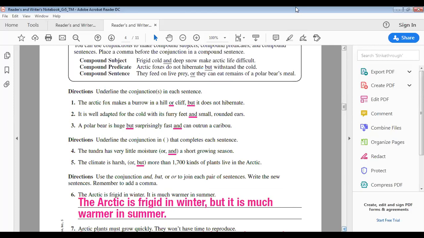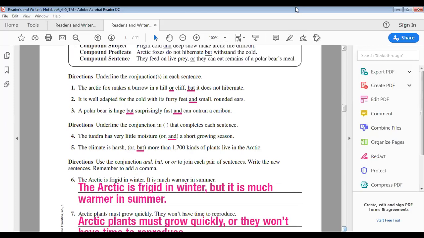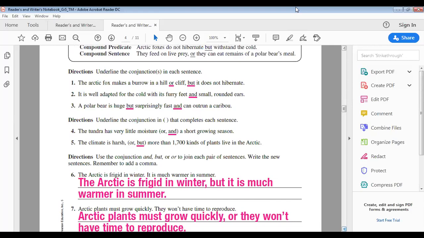In the last exercise, you have to use the conjunction and, but, or to join the sentences. So the Arctic is frigid in winter. It is much warmer in summer. So we use "but" to join the sentences. The Arctic is frigid in winter, but it is much warmer in summer.